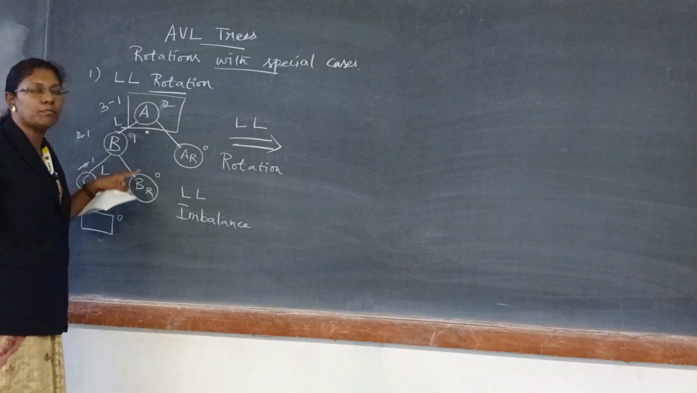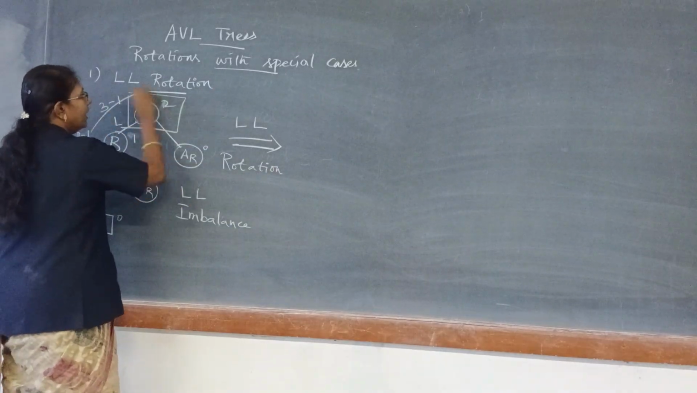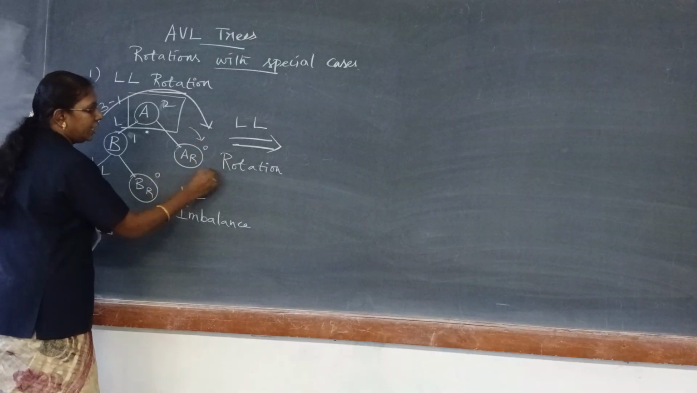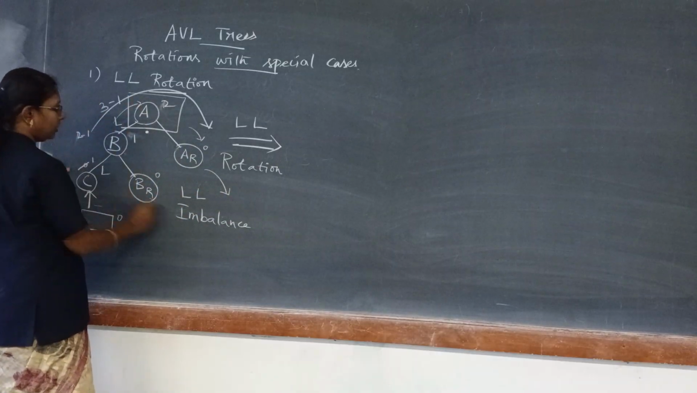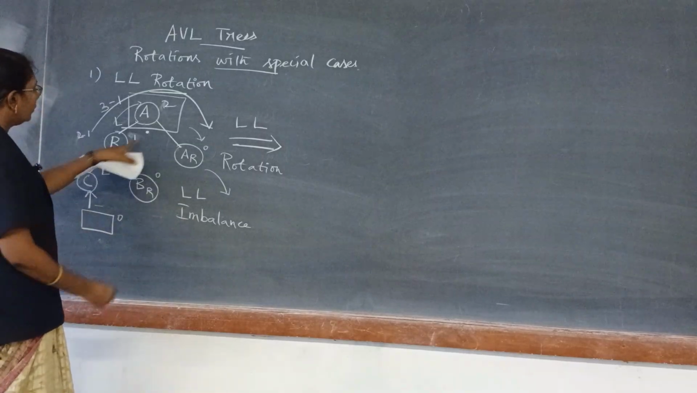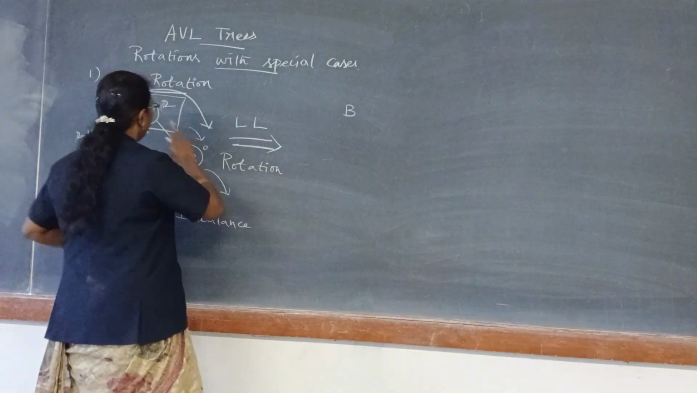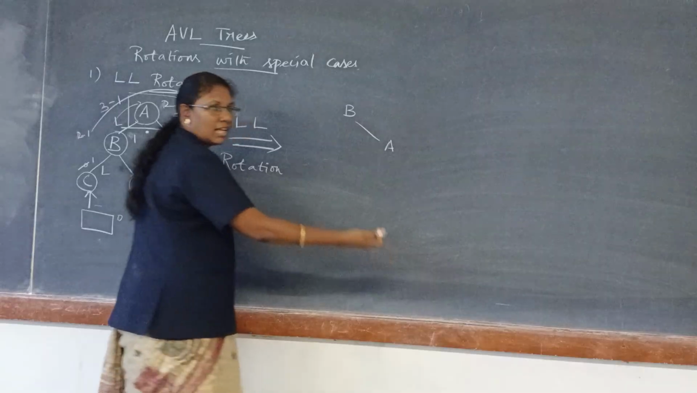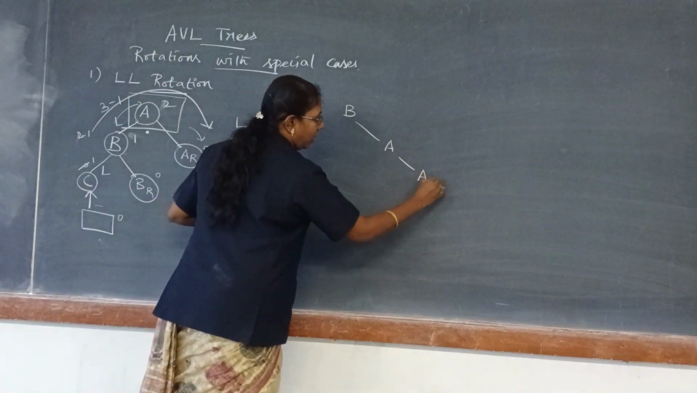That means keeping this point as the pivot point and dragging everything towards the right side. Like this. What will happen? A will come to this point and AR will move to the next level, and B will come to this point along with all these child nodes. So now B becomes the root node for this point, and A will come as the right subtree along with its sub child AR.